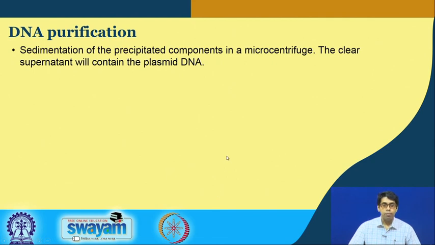So, at this step what we get is insoluble protein, insoluble SDS, insoluble genomic DNA and soluble plasmid DNA. Then again the microcentrifuge tube is put in a centrifuge and we spin it at a very high speed for a long time. We typically spin it for almost 10 minutes, so that all these insoluble components are precipitated out and the soluble plasmid DNA remains in the solution. So, the solution becomes clear, and in this clear supernatant we have the plasmid DNA, so that we can easily pipette it out from the top.